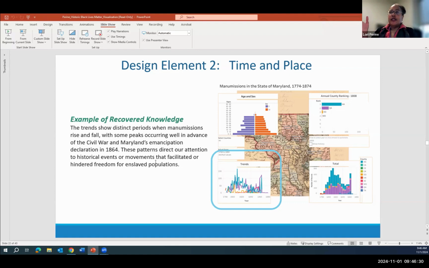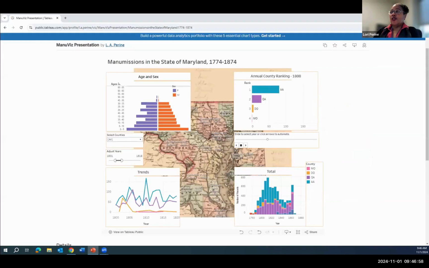But those patterns led us to look at what were some of the movements that facilitated or hindered freedom of enslaved populations. And in particular, we did find some interesting tracking along with movements to send, to manumit people and to send them back to Africa. There was a real strong movement in the late 1820s through early 1830s, and that shows up in our data as well.